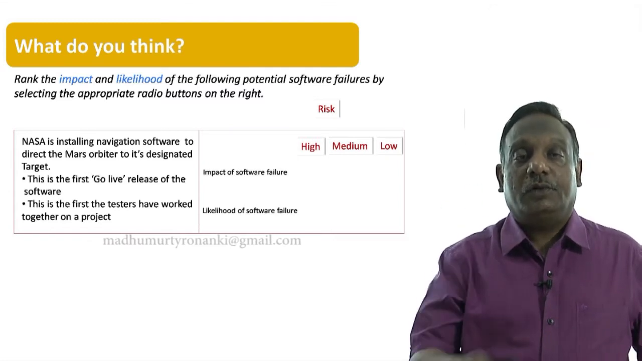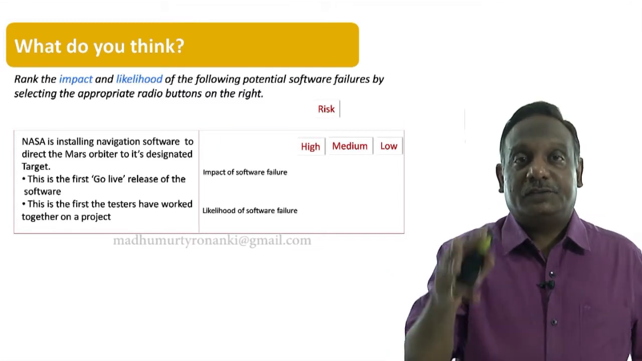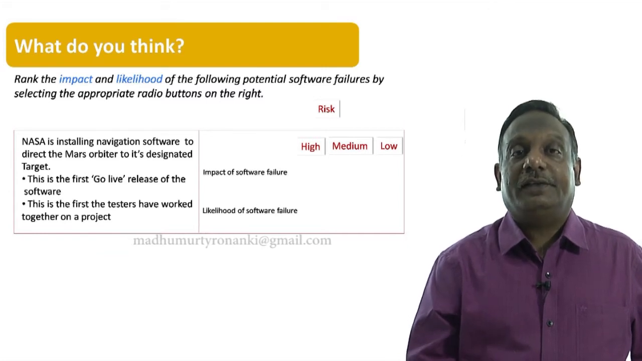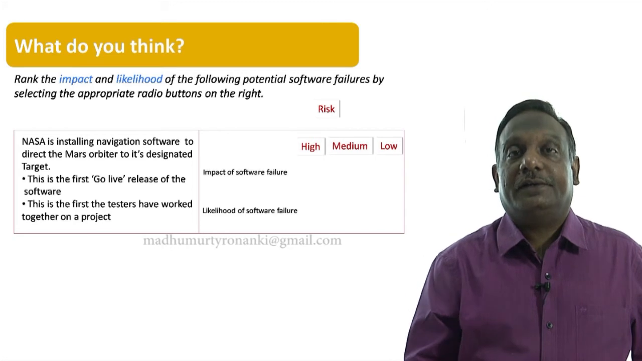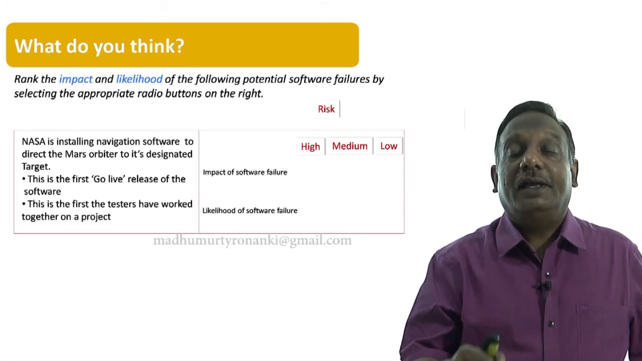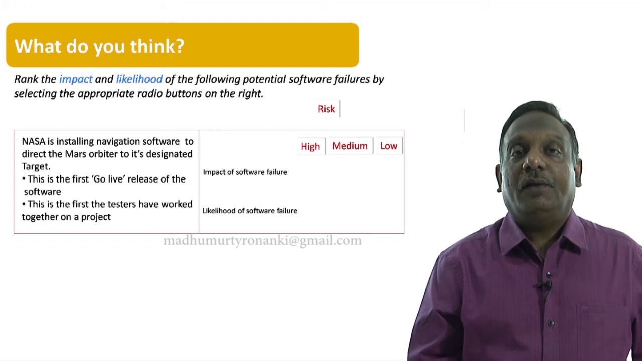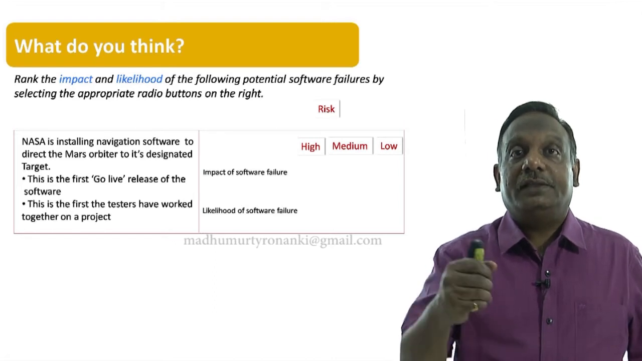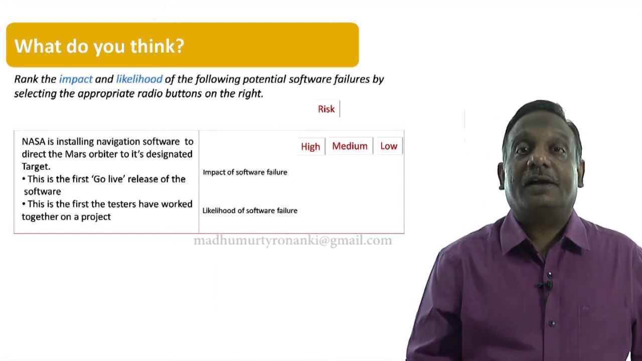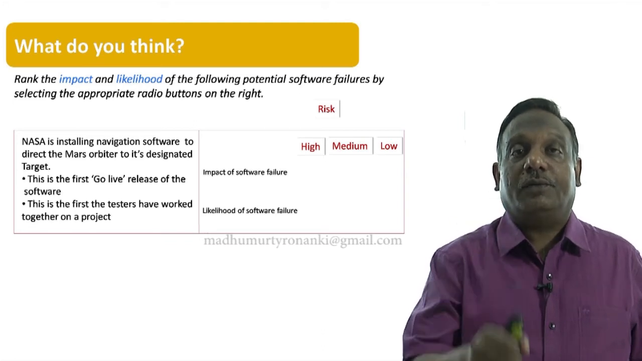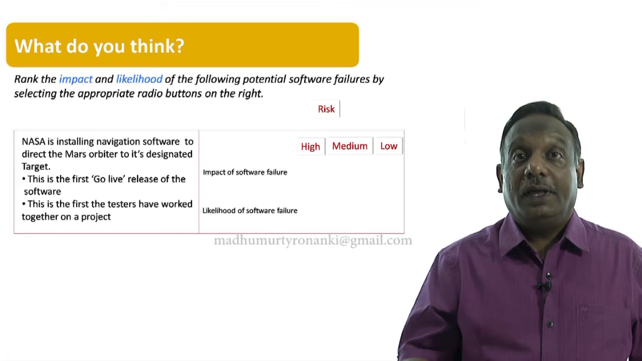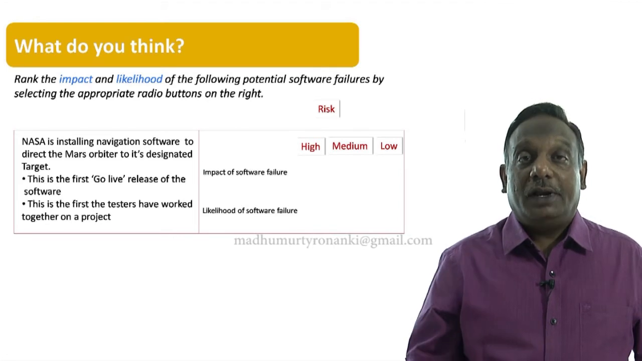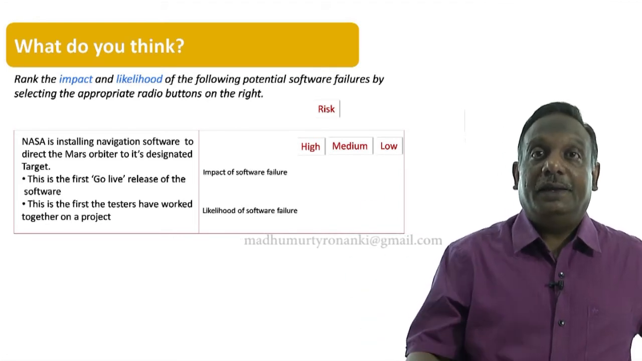So now, based on this situation, if a failure occurs, a risk of failure is there, then what is the impact of that software failure and what is the likelihood of the software failure? When we are talking about impact, we are talking about the amount of loss or damage that could take place if this risk occurs. And when we are talking about likelihood of the software failure, we are talking about the chance that there will be a failure in this software. So let us rate it: high, medium, low.